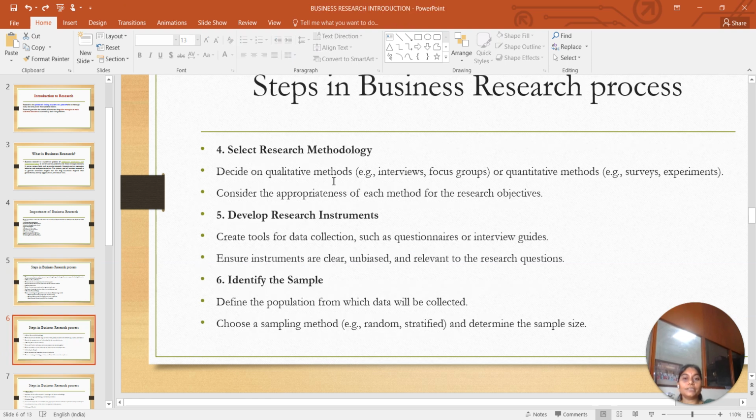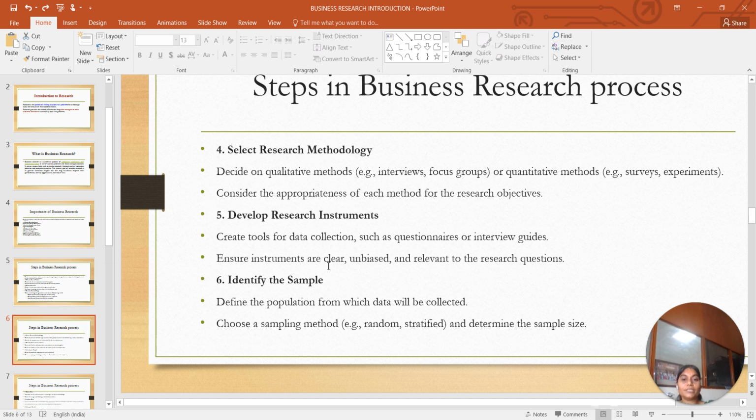And the fourth step is to select the research methodology. Decide on qualitative methods like interviews and focus groups, or quantitative methods like surveys and experiments, and consider the appropriateness of each method for the research objectives. Then develop the research instruments: creating the tools for data collection such as questionnaires or interviews or any other sources, and ensuring the instruments are clear, unbiased and relevant to the research questions.